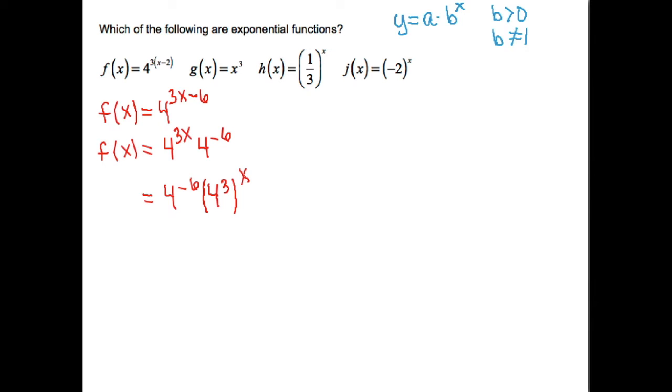Well, now I'm thinking in reverse. Since the exponents were already being multiplied, I'm raising the exponent to the exponent. And notice the form. This is the form of a real number a times a base that's greater than 1, the base is 64, raised to the x. f of x is an exponential function. I'm going to write yes.